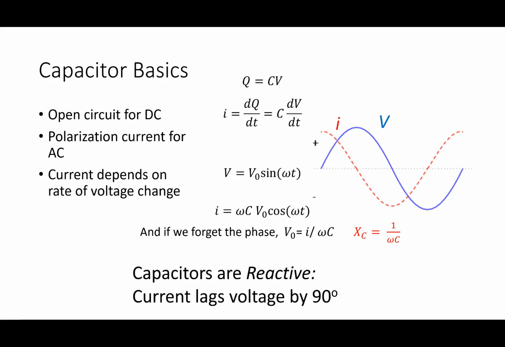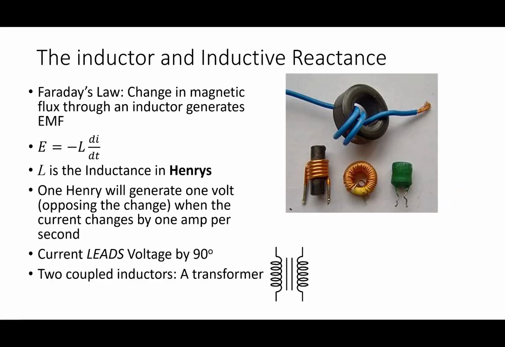Okay, what about inductors? According to Faraday's law, a change in magnetic flux through an inductor generates a potential difference across the terminals of the inductor, or in other words, the potential difference opposing the change of current is minus L times the rate of change of current, written here as di/dt.